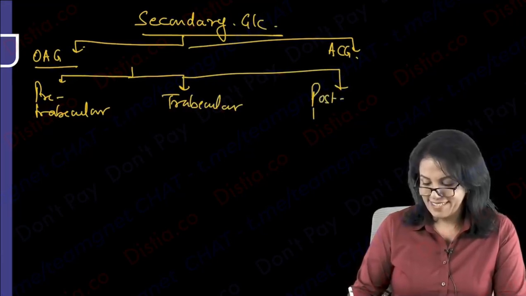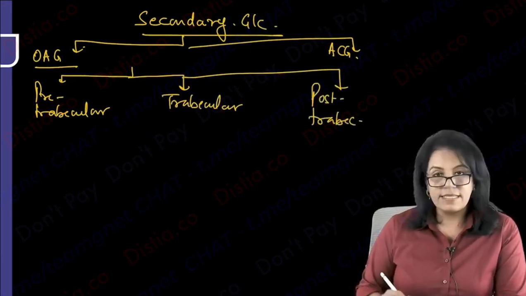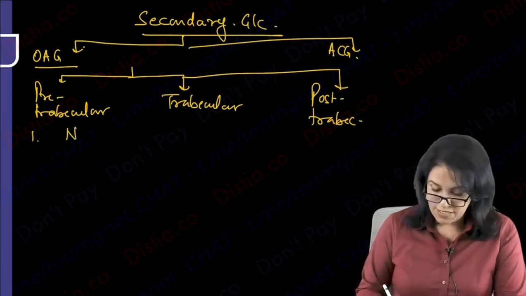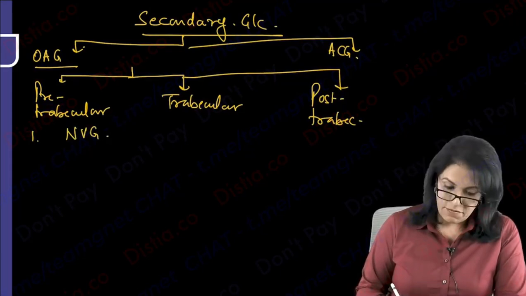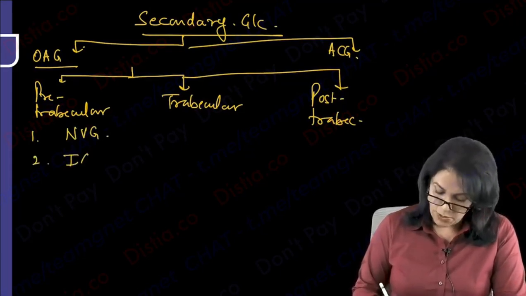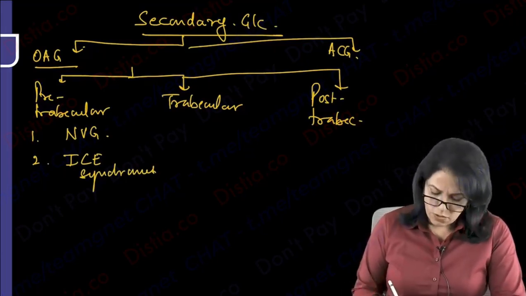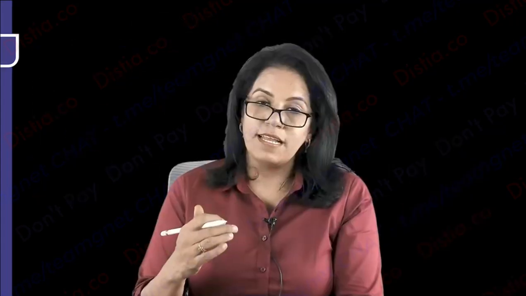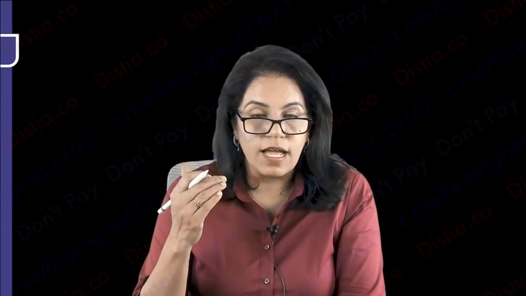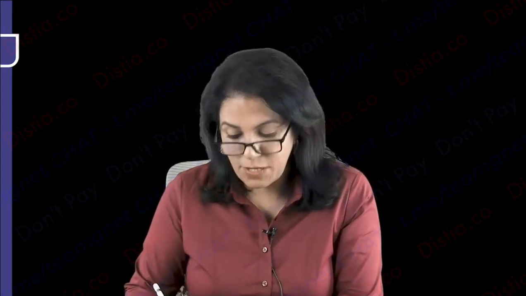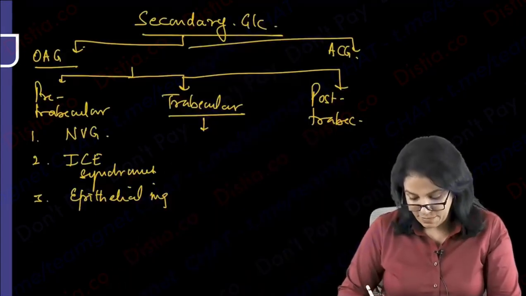Hope you are noting down here. So when you say pre-trabecular, what can be the causes? What are the important ones we have to know? Neovascular glaucoma. Then second, very important, ICE, iridocorneal endothelial syndrome. There has been a question on both of these topics. We will deal with this in detail. Or it could be just epithelial ingrowth. Epithelial ingrowth means ingrowth into the angle structures, right? But where the trabecular meshwork per se is blocked, it comes under trabecular cause. Okay? So don't mix it up.